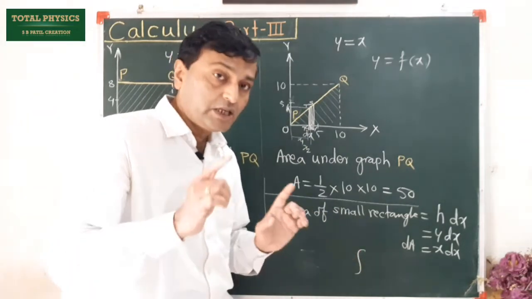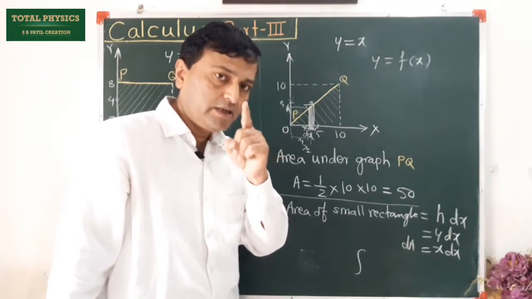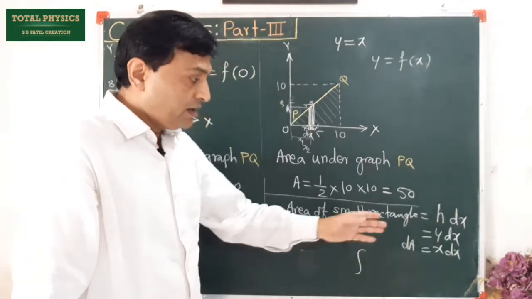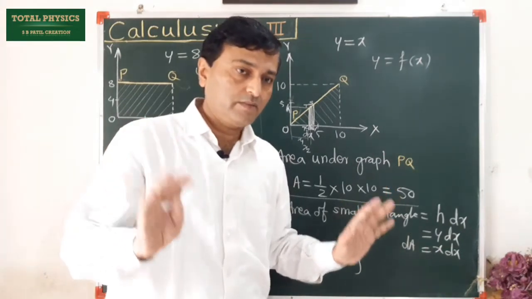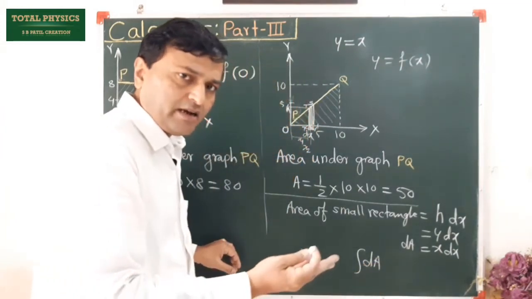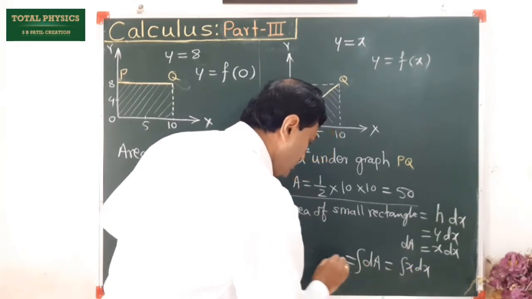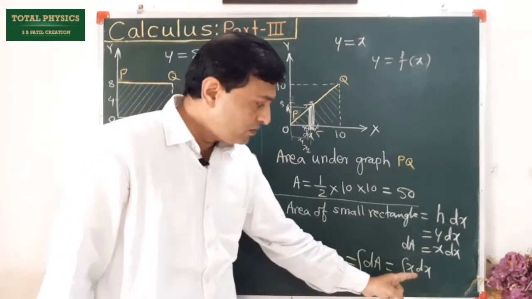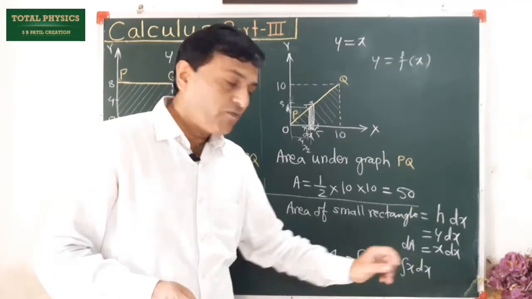Means d is not representing small. I have explained in second video, d is not small, d is difference in area. Difference in area is small, that I accept, no problem. Okay. Now integration of all area, means addition of all area, is equal to integration of x dx. This is the total area under this graph. Now how to calculate this one? There is a simple formula, x raised to 1 here.